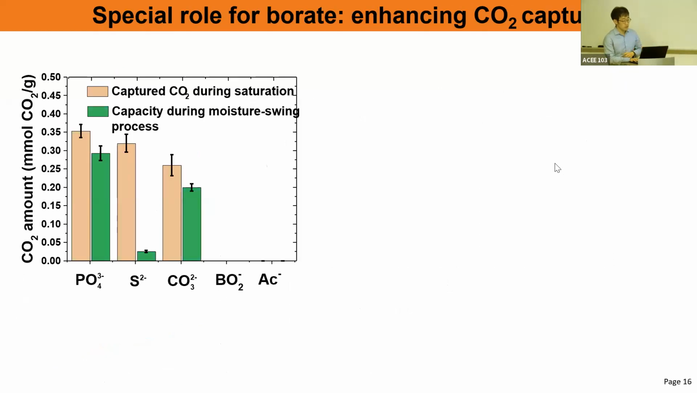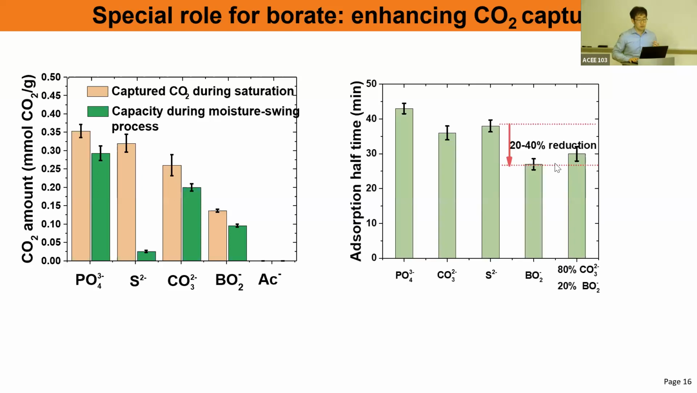And then we move to another anion. This time it's borate. Initially, when we check, the capture amount is low, the capacity is low, so we thought it's worse. But if we check the kinetics, we found that just adding borate itself can reduce the kinetics by 20 to 40%.